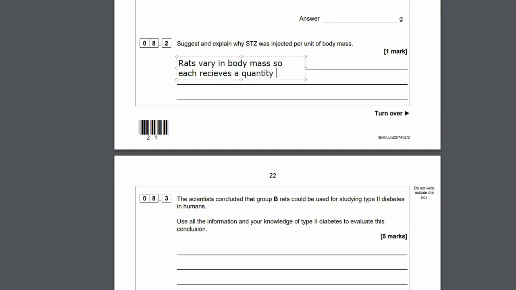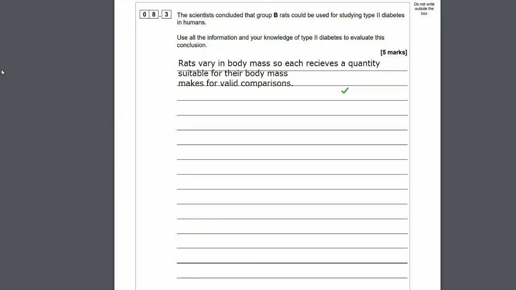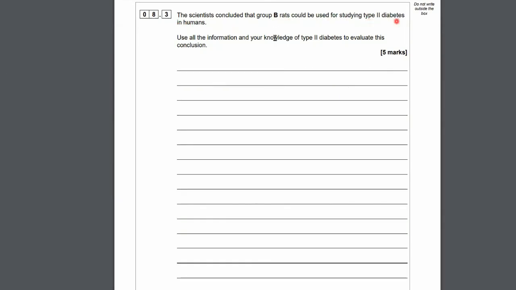Suggest and explain why STZ was injected per unit of body mass. Well, the rats will all have different body masses. You can try to keep their body mass the same at the start of the experiment, but that's pretty hard. So you're going to need to inject them with a dose of STZ that is fair, basically. It needs to make a valid comparison between the rats. If I have a rat that's twice as heavy, I need to inject it with a twice as big dose of STZ, to make sure that they have the exact amount per unit of body mass. And it's because the rats have different starting masses.